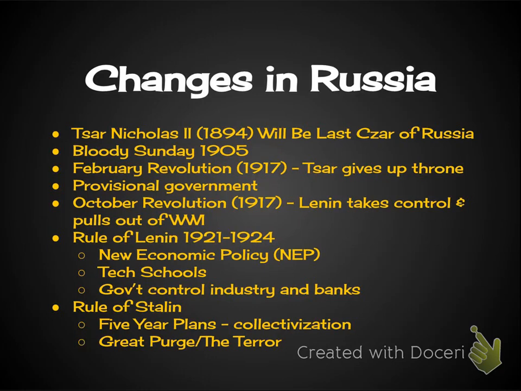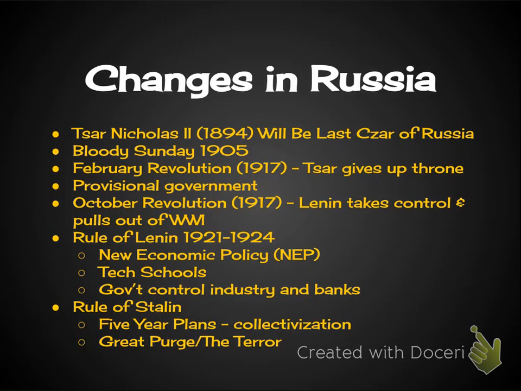We know a major event that happened is going to be Bloody Sunday in 1905, where people are going to march on the city, demanding change, and he was not very responsive. They actually shot at the crowd and killed many people, and so people were not very happy at all, in addition to already not being happy.